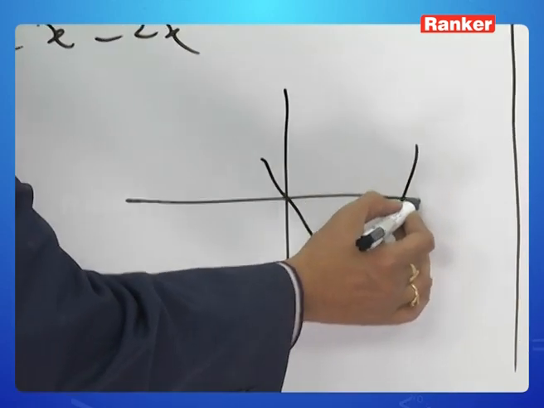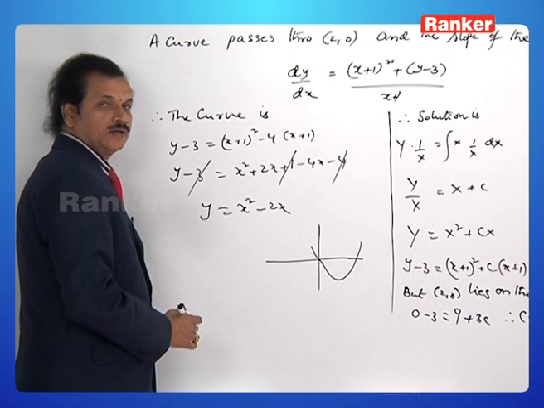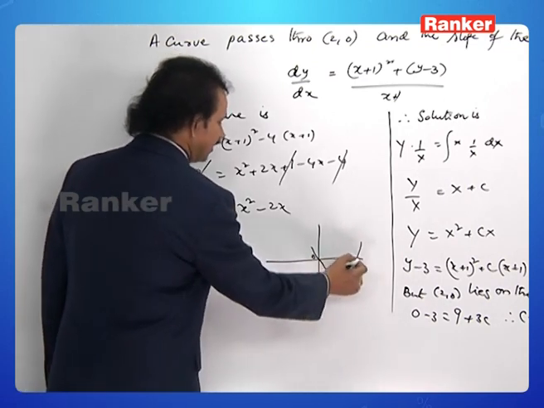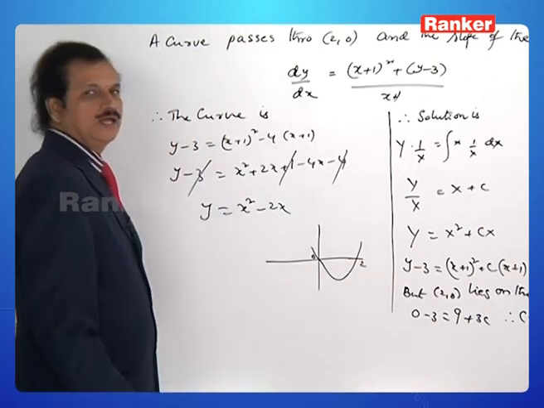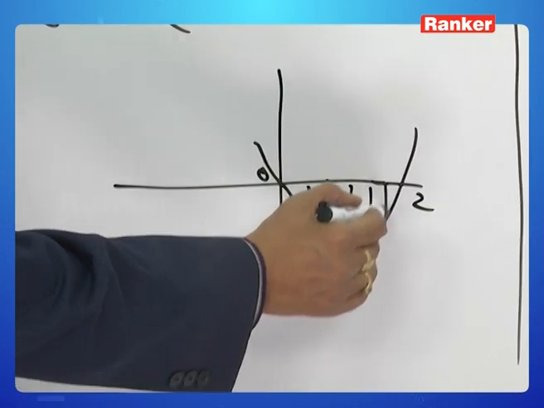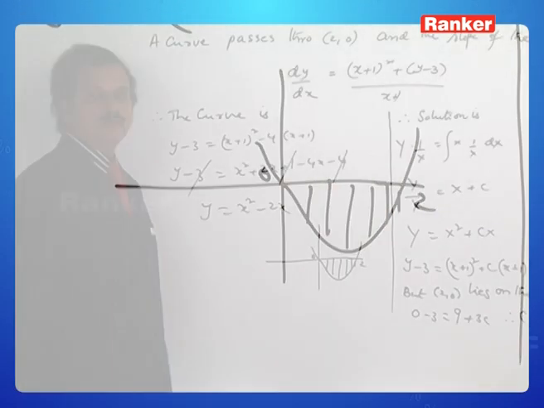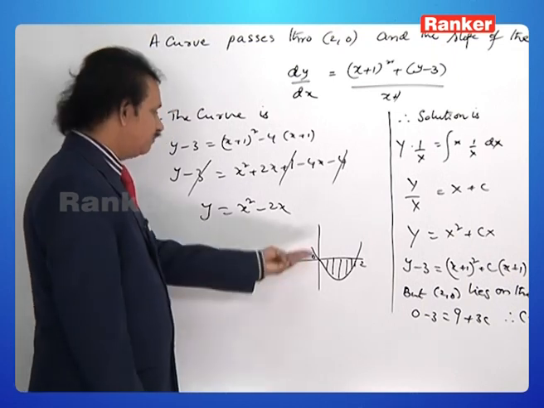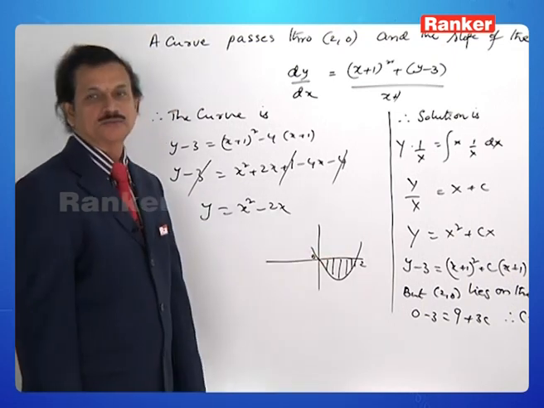Like this. It meets the parabola. It is the parabola which meets x-axis at 0 and 2. The required area is this. One more thing you may have to notice, the curve lies below x-axis between 0 and 2.